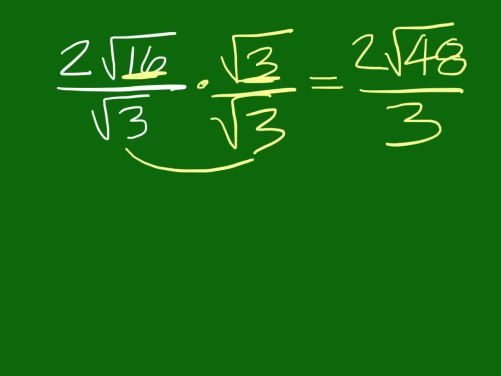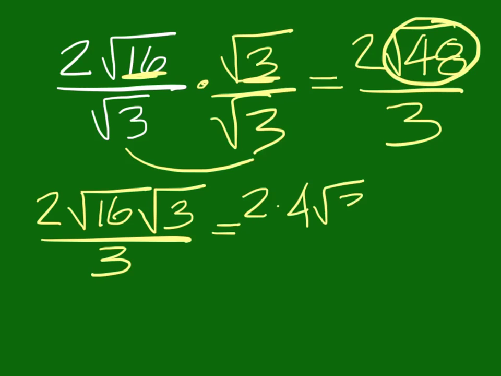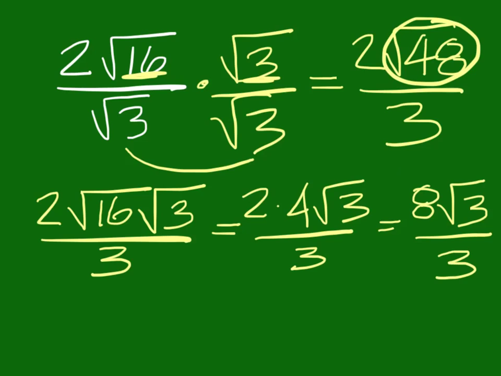So to finish out the problem, you have to check to see if this can be simplified, and it can, because the square root of 16 will come out of it. It'll break up as 16 and 3. The square root of 16 is 4, and then 2 times 4 is 8. At this point, there's nothing more that can be done to it. Nothing else simplifies, so your final answer is 8 square root of 3 over 3.